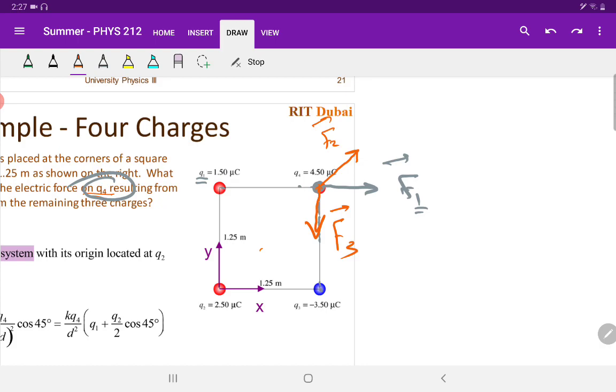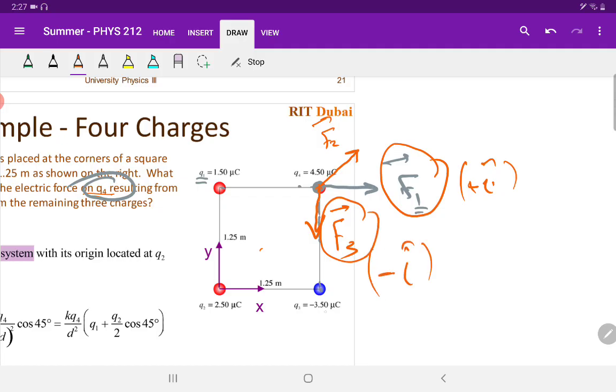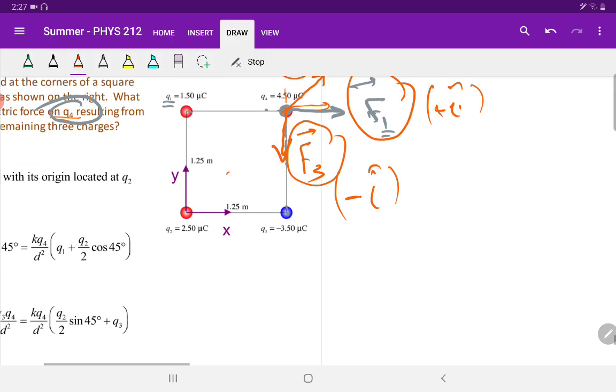Now, in this case, we have F3 and F1. We know F1 is in which direction? It's in the positive X, i hat. That's perfect. F3, in which direction? It's negative j hat; in Y, it's pointing down. F2 has 2 components, one X and one Y. So let's do this one first. F1 will be positive i hat.